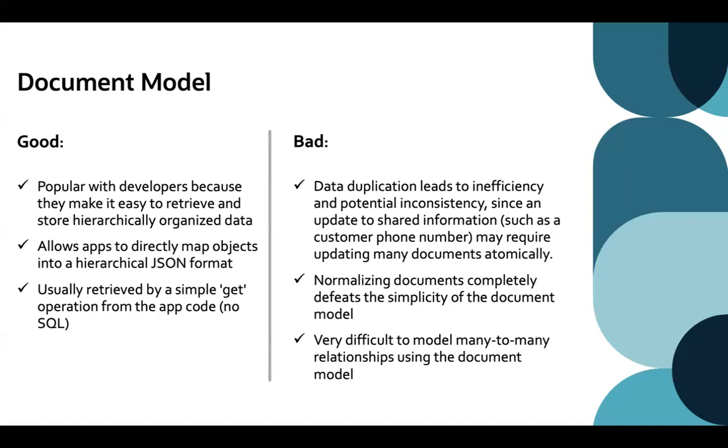The major problem with this model is data duplication and consistency. For small changes in data, like customer context, you may have to update thousands of documents. Normalization defeats the simplicity of the document model, and many relationships are very difficult to manage in the document model.